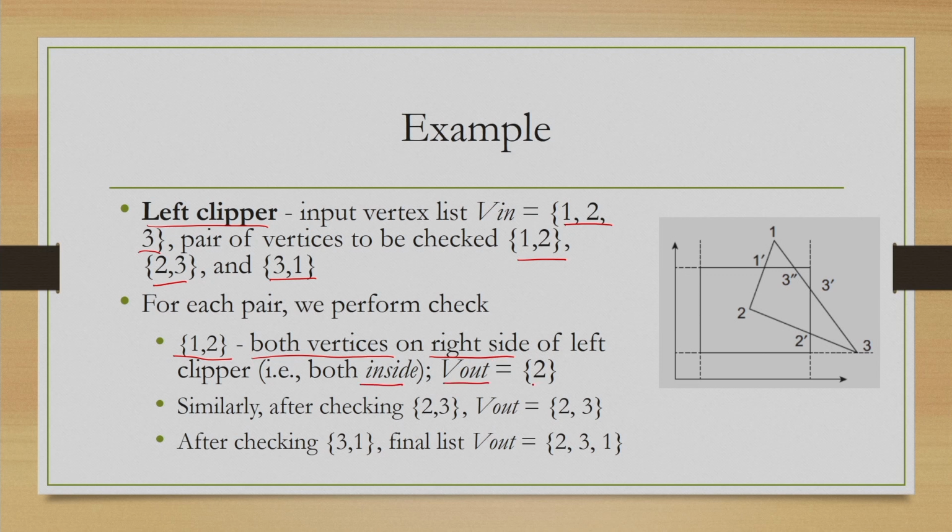So, V out is 2 as per the algorithm. Similarly, after checking 2 3 against the left clipper, the V out becomes 2 3, taking into account 2, and after checking 3 1, the final list becomes 2 3 1. In all the cases against the left clipper, all the vertices are inside.